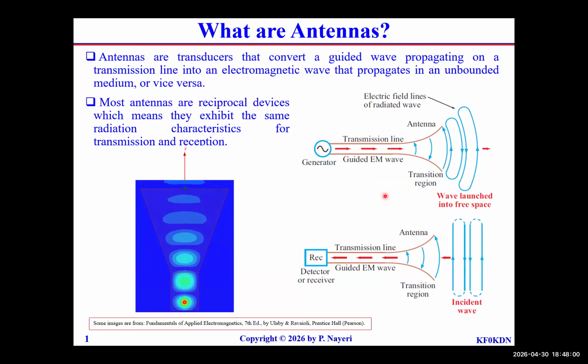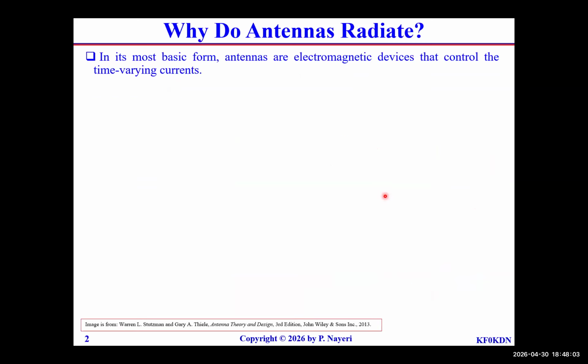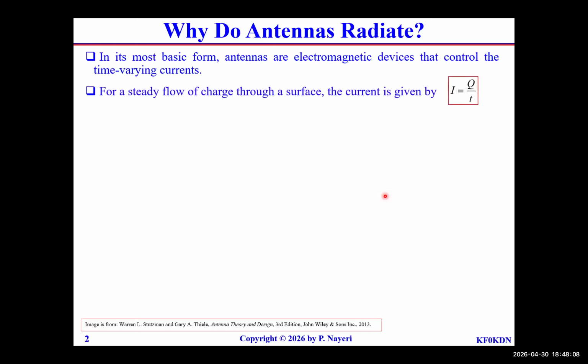Now, how antennas radiate is a fundamental physical concept. Accelerated charge causes the radiation to occur. And as you know, since current is charge over time, this translates to a time varying current. So if you have a device that has a time varying current, it can create a radiation.